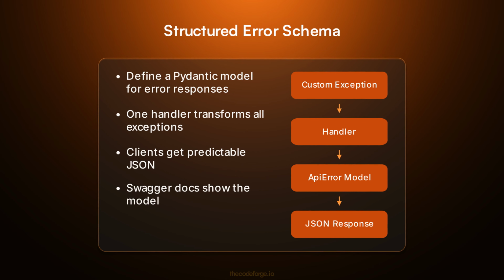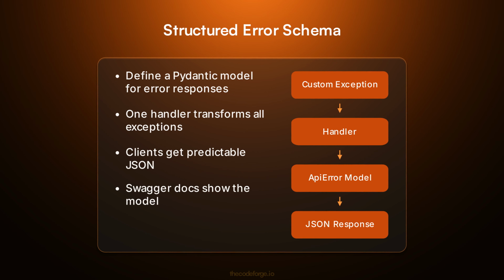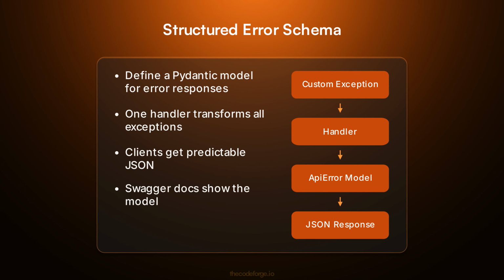Returning a string in detail is the lazy path. Define a standard error schema using Pydantic: code, message, details. Then write a single exception handler that transforms all your custom exceptions into that schema.